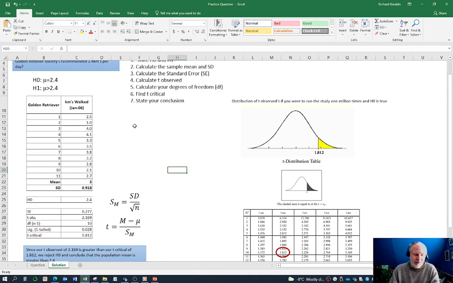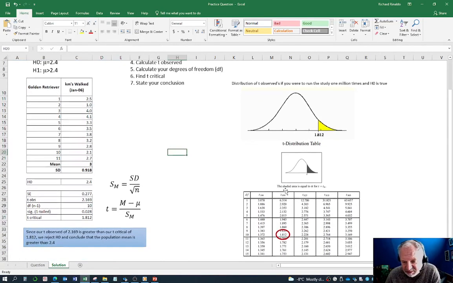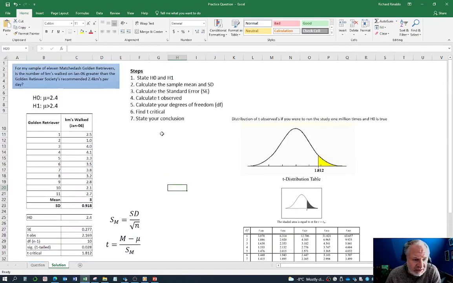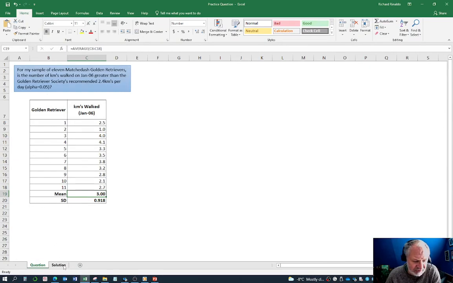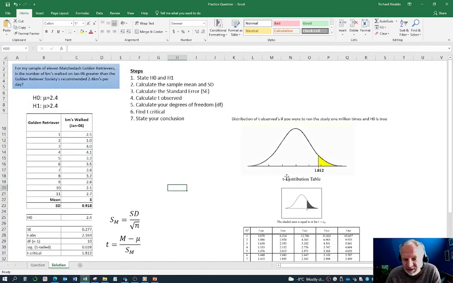I have to go to the table, which is on Blackboard, to find my t critical. My alpha is 0.05, right? So if I look at my question, alpha equal to 0.05. What alpha is referred to as is a type 1 error, right? What it is, it's the top 5% of that distribution of sample means. And as long as my sample mean is in the top 5% for the distribution of sample means, I'm willing to take the chance that I made an error, right? Because I'm going to reject the null hypothesis.